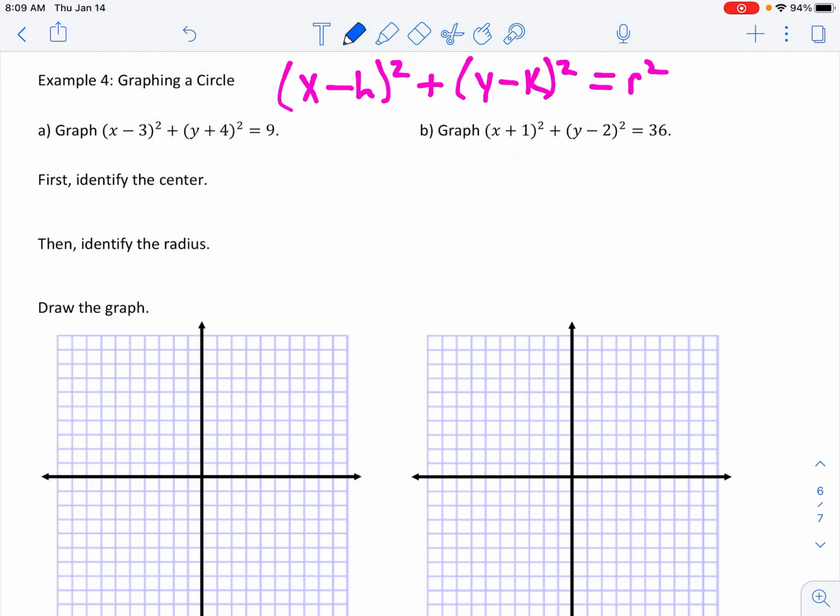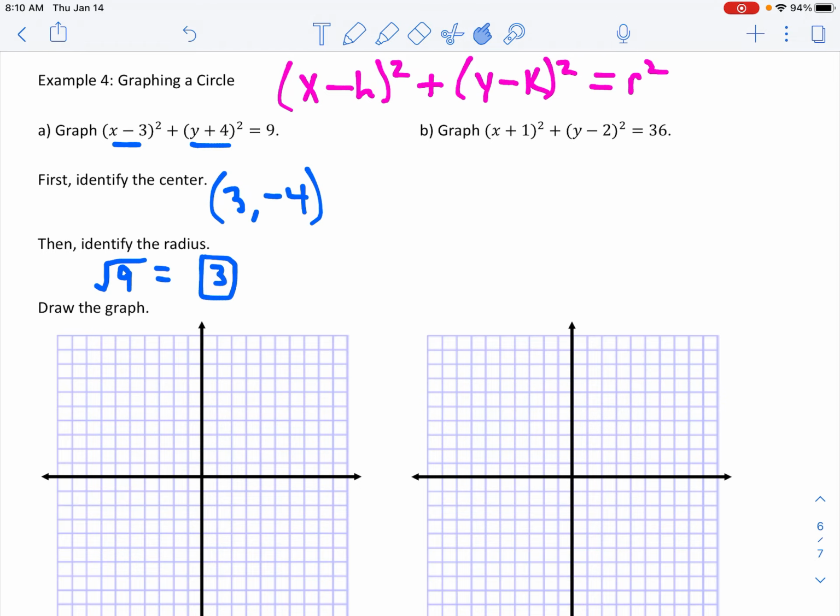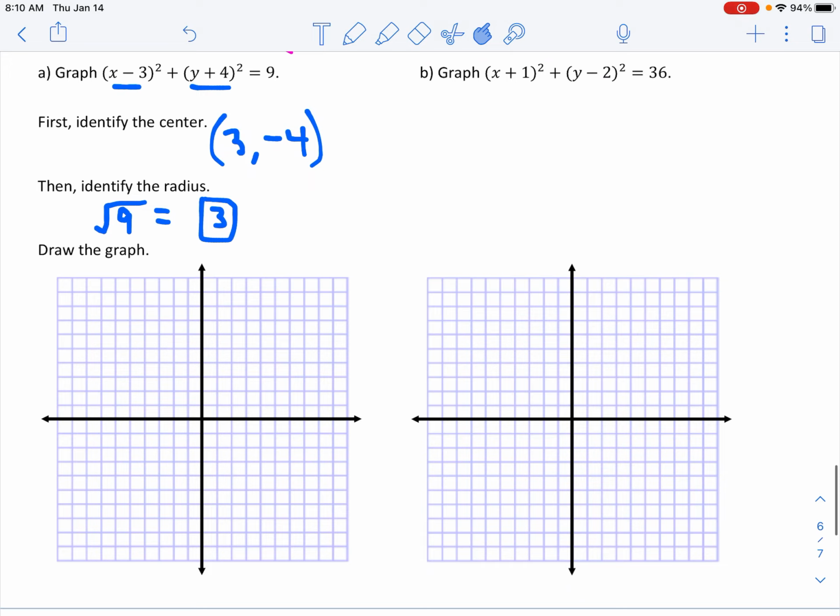To find the center, we're going to take the opposite of what's in the parentheses. So the opposite of negative 3 is positive 3. The opposite of positive 4 is negative 4. The 9 is in the spot of the r squared, so the square root of 9 will tell me the radius is 3. Now, if we were graphing this, we would graph the point 3, negative 4, so 1, 2, 3 right, 1, 2, 3, 4 down, and we would graph a point.